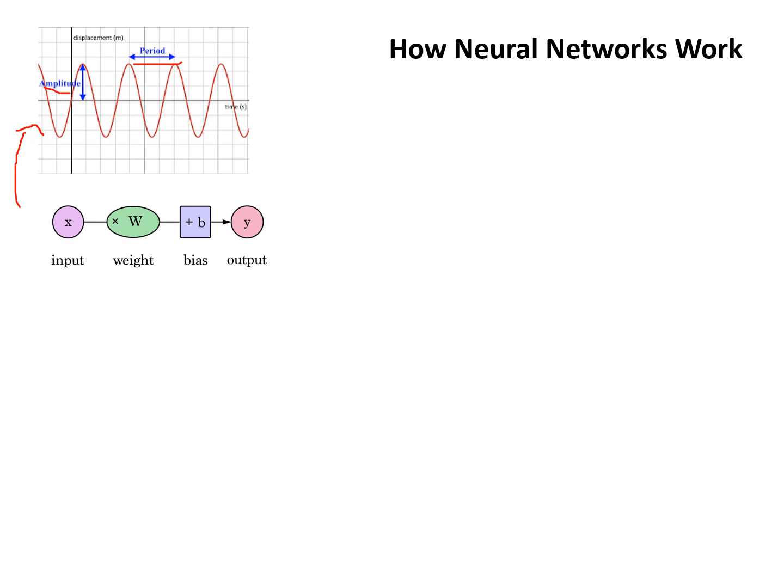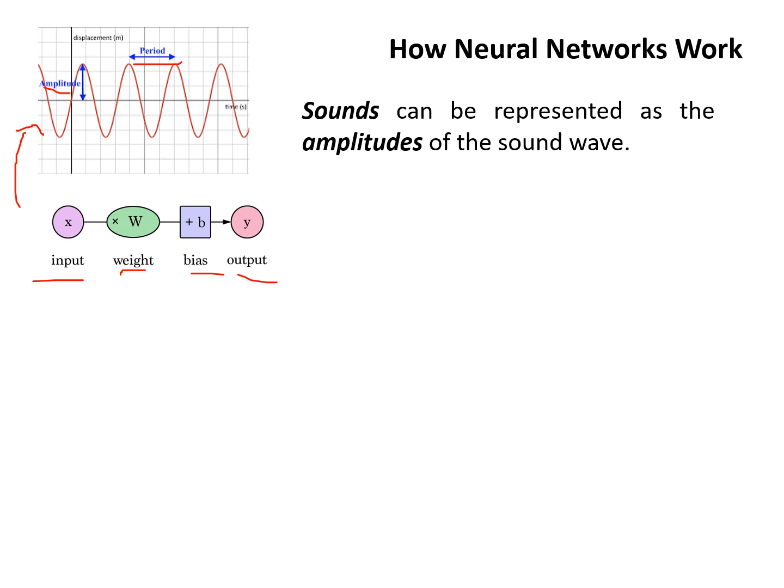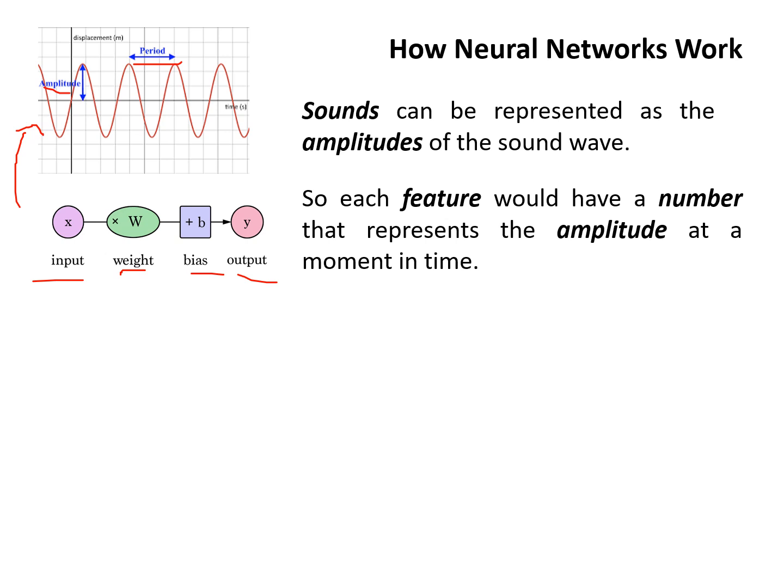So you will add that into an input, and you will later give it a weight, a bias, and an output. What I just told you is that sounds can be represented as the amplitude of the sound wave, and that can be turned into a number. This can be a feature that is represented as a number, and in that way it can be fed into a neural network.